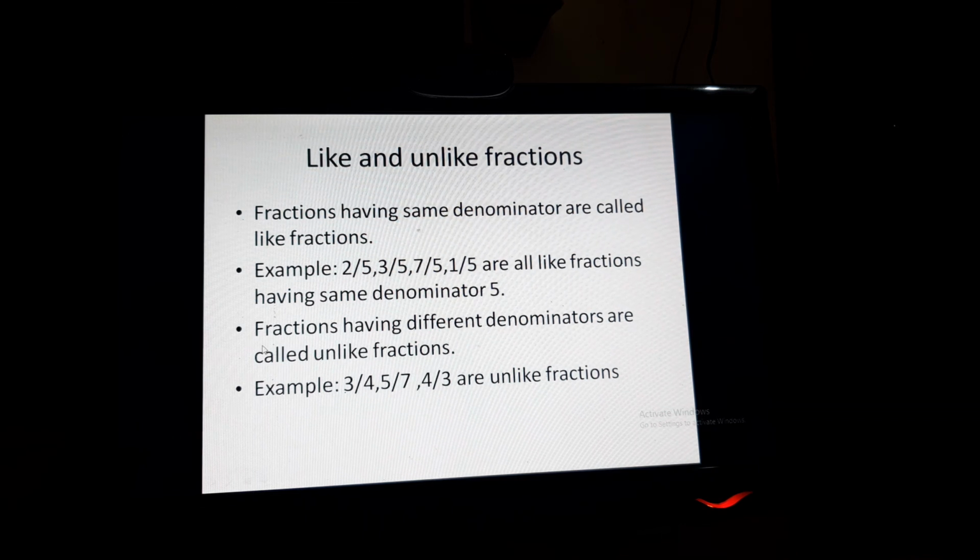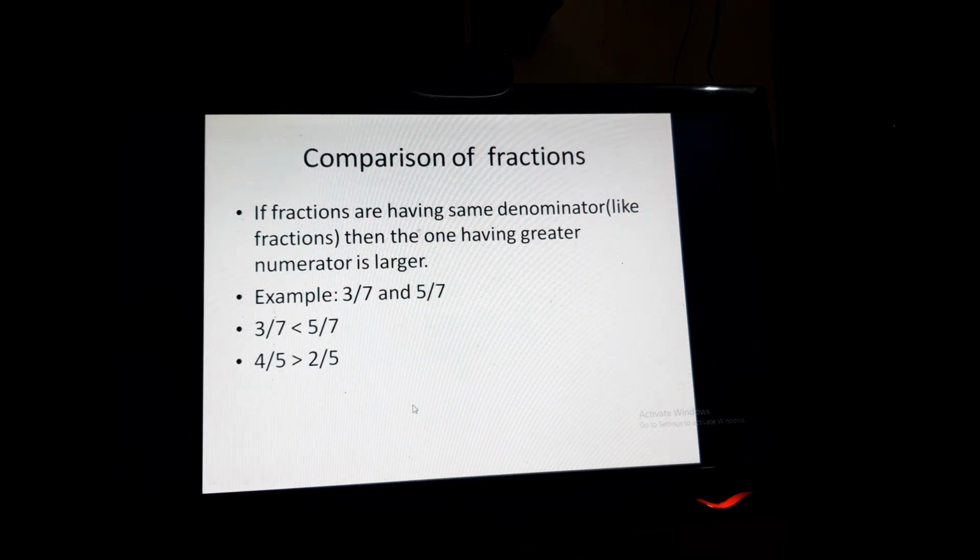Unlike fractions are just the opposite of like fractions. Fractions having different denominators are called unlike fractions. As you can see, 3 upon 4, 5 upon 7, 4 upon 3, these all have different denominators. Therefore, these are called unlike fractions. Now next is comparison of fractions.